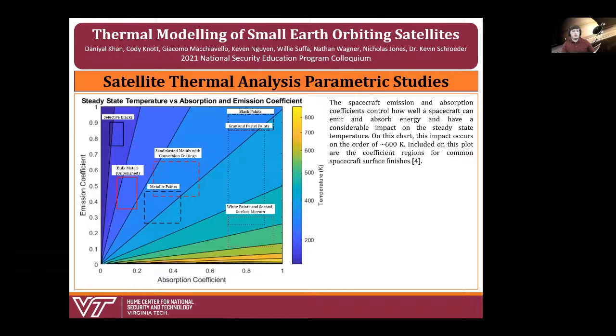Of importance in determining the spacecraft thermal state is the spacecraft's ability to absorb and emit heat. This is described partially by the absorption and emission coefficients of the spacecraft surfaces. This chart compares the steady-state temperatures for a 1U CubeSat with a variety of emission and absorption coefficient combinations, and demonstrates a nearly 600 Kelvin difference between the most extreme combinations. This suggests the importance of choosing the appropriate surface finish for thermal control. To best exemplify this, coefficient regions of common spacecraft surface finishes are plotted over this chart.